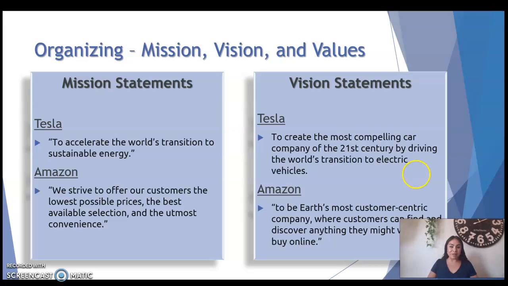Here are some examples of mission and vision statements. Tesla, to accelerate the world's transition to sustainable energy. That's Tesla's current mission statement. And Amazon, we strive to offer our customers the lowest possible prices, the best available selection, and the utmost convenience. Here are their vision statements. Tesla, to create the most compelling car company of the 21st century by driving the world's transition to electric vehicles. And Amazon, to be the Earth's most customer-centric company where customers can find and discover anything they may want to buy online.